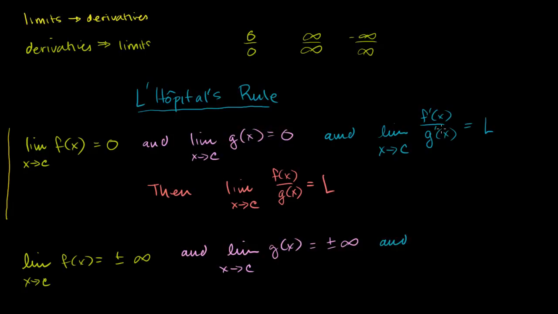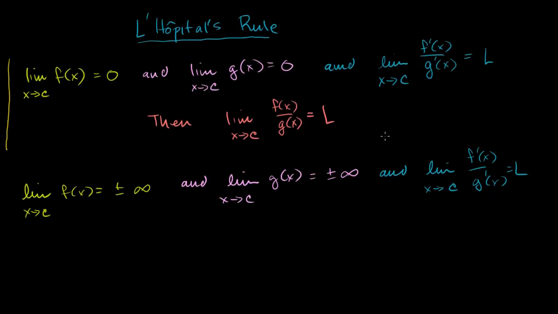the limit of, I guess you could say, the quotient of the derivatives exists, and the limit as x approaches c of f prime of x over g prime of x is equal to L, then we can make this same statement again. Then we can make this exact same statement. Let me just copy that and paste it.